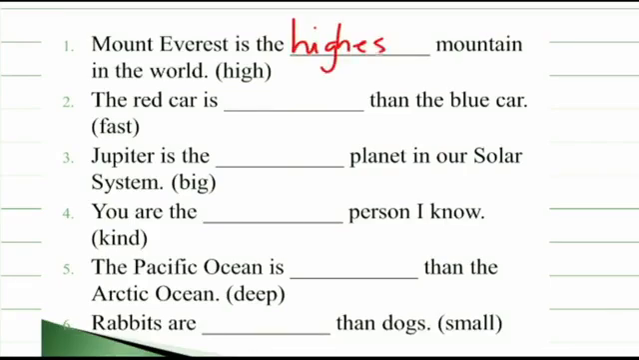Highest. Excellent job. So we don't have much of a spelling change in this one. We just had to add the superlative ending, which is est. So Mount Everest is the highest mountain in the world. So we know there isn't 1, 2, 3 mountains in the world. There are actually many. So you need to know to use the superlative form.